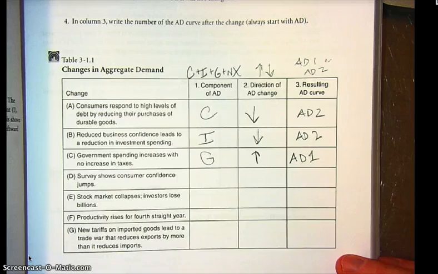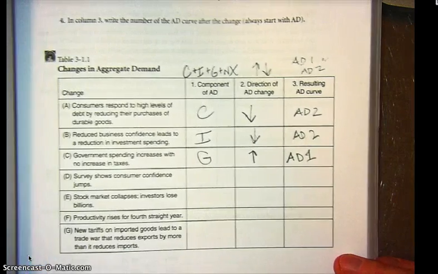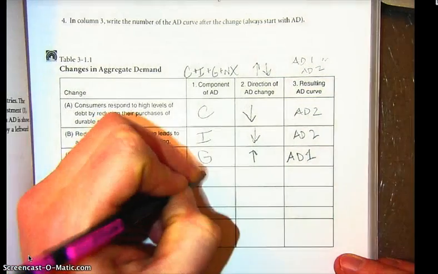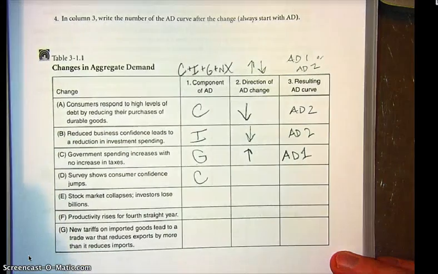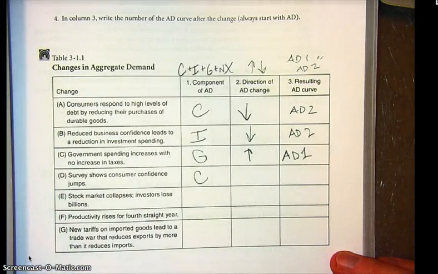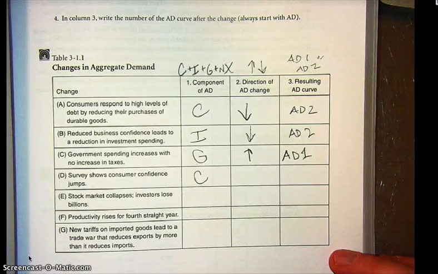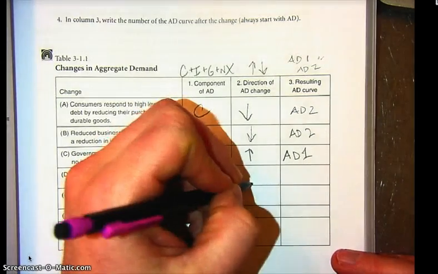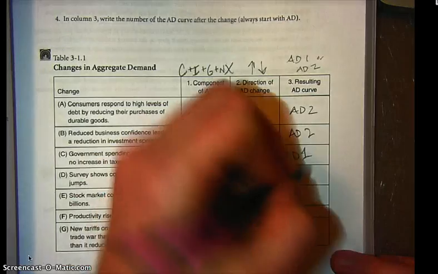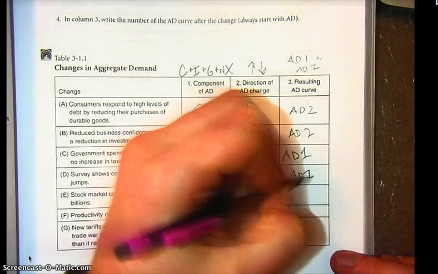Survey shows consumer confidence jumps, which means consumption is going to increase. If they have more confidence in their future income, the future economy, they're going to begin consuming more. It's going to be AD1, pretty straightforward.